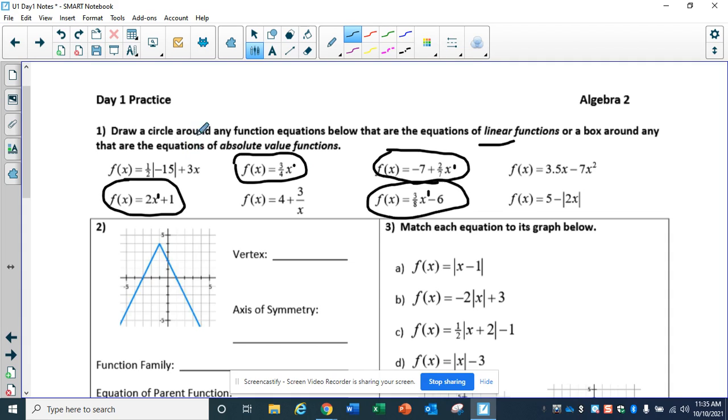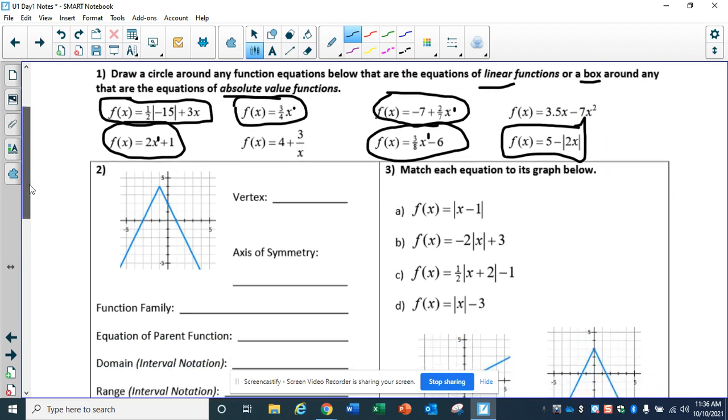Then it says make a box around an absolute value function. So an absolute value function has these straight up and down lines. So that would be an absolute value function. Here's a straight up and down line. So when you see that, that is absolute value.